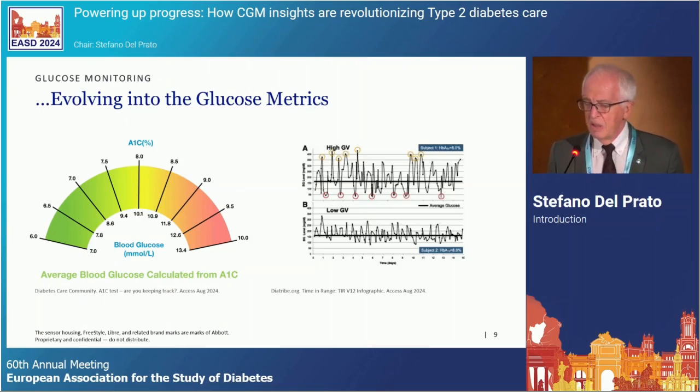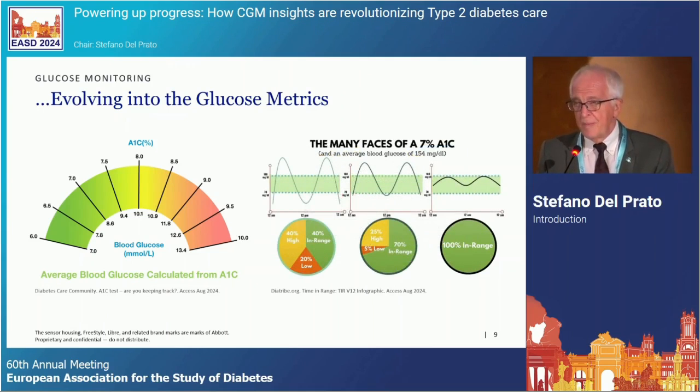Here's an example. These are two people, same A1C, 8%, but you can appreciate there's a lot of difference here. And the only way we have to really appreciate these differences is by measuring the glucose continuously. Because of that, we can now have different metrics for glucose that incorporate not only the average glucose level, but also the fluctuation, the variation in that glucose. And this is reflected by the time in range.